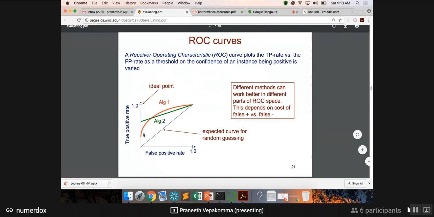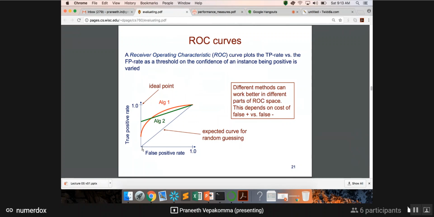Then people will usually fix not the TPR, but they'll say my constraint is I want to fix the FPR to be less than 5%, 1% or 10%. And based on that, you know what TPR you will get for your model. So at least you have the entire curve, then you can make your decision. You know what your trade-offs are.